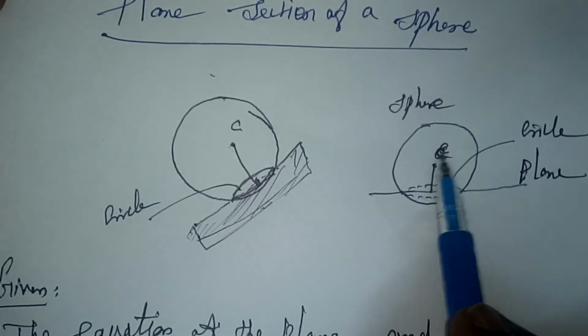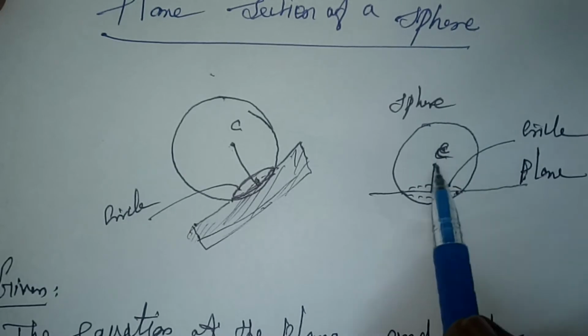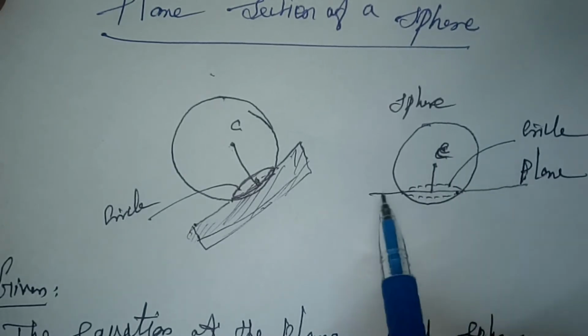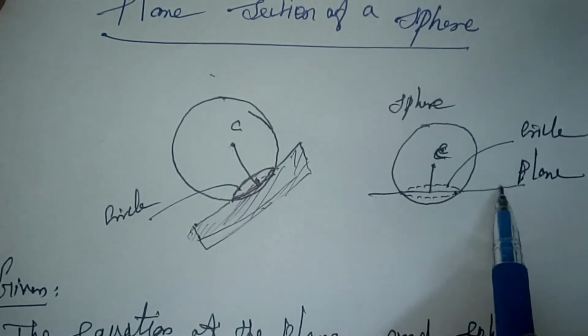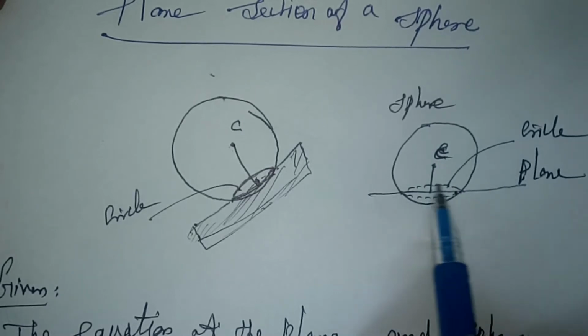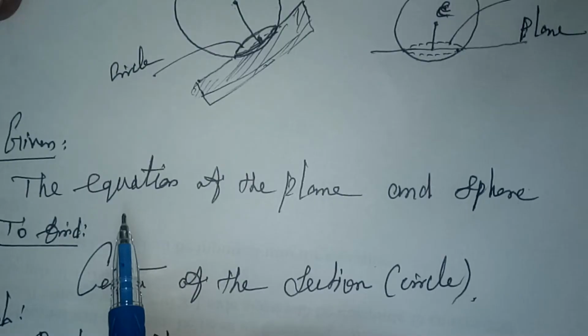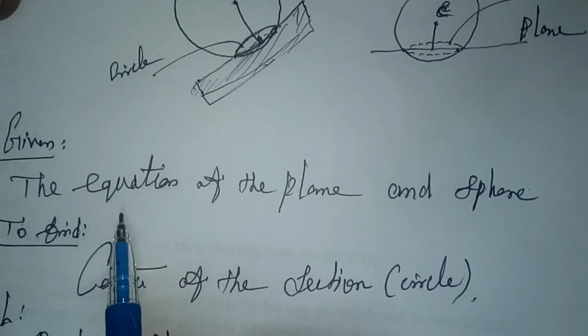I am going to consider this is a sphere. This is the center of that sphere. Now I am going to cut that sphere by the plane. Then I get a section, and it is a circle, right? Just to see the concept of this problem, how to solve the problems.